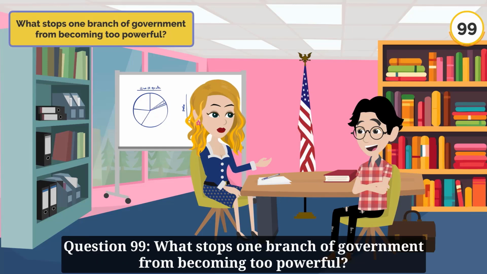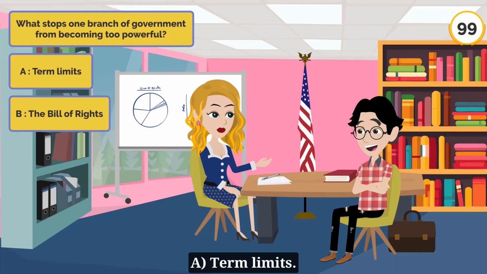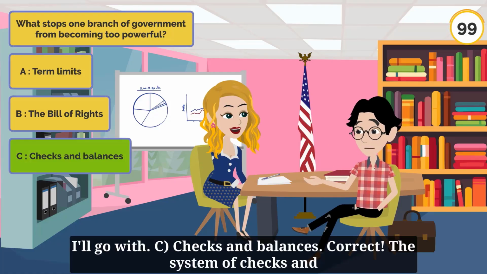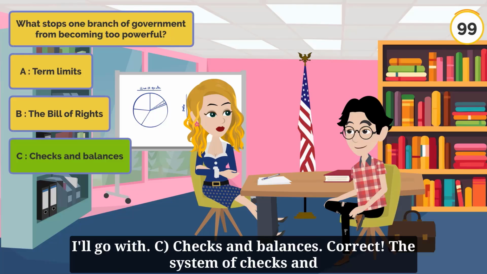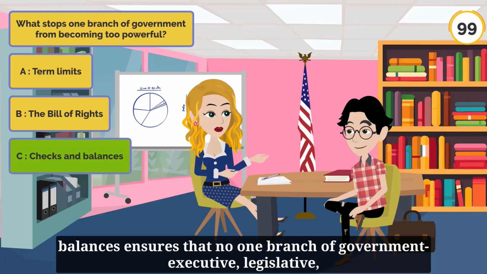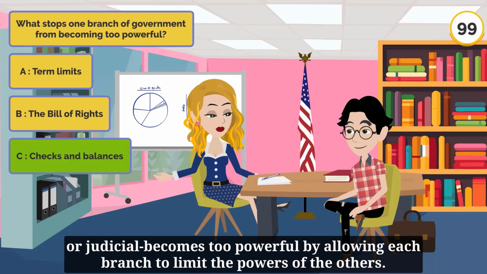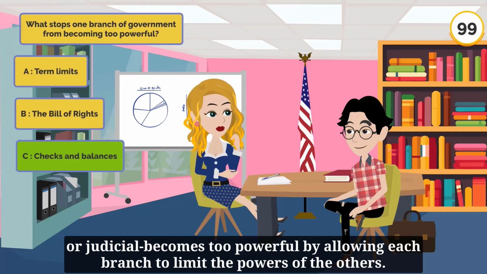Question 99. What stops one branch of government from becoming too powerful? A. Term limits. B. The Bill of Rights. C. Checks and balances. I'll go with C. Checks and balances. Correct. The system of checks and balances ensures that no one branch of government, executive, legislative, or judicial, becomes too powerful by allowing each branch to limit the powers of the others.